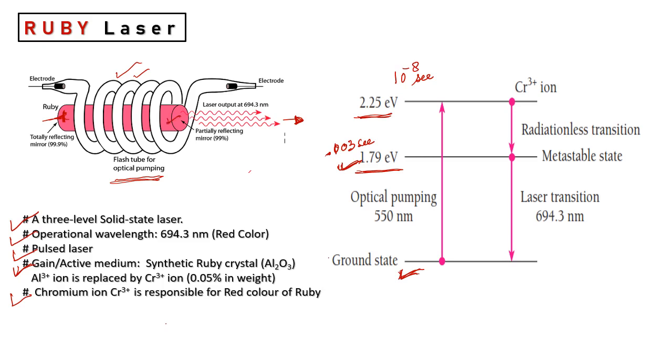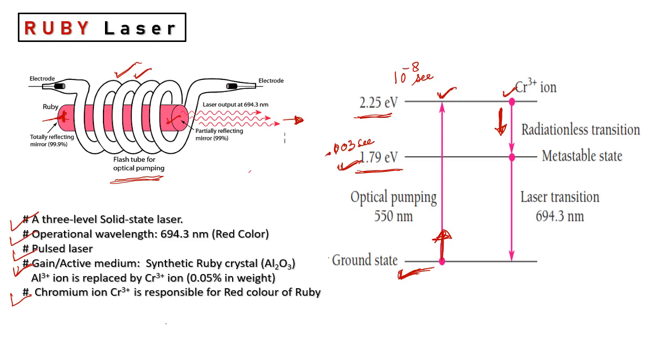Okay, so what happens when this xenon lamp supplies certain energy for certain time: the chromium ions which are present in the ground state get some energy and move to the higher energy level, you can see here, and from here they spontaneously decay and fall to the metastable level by losing energy to other ions in the crystal.